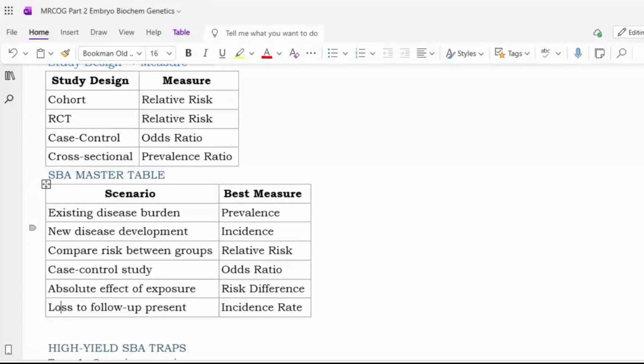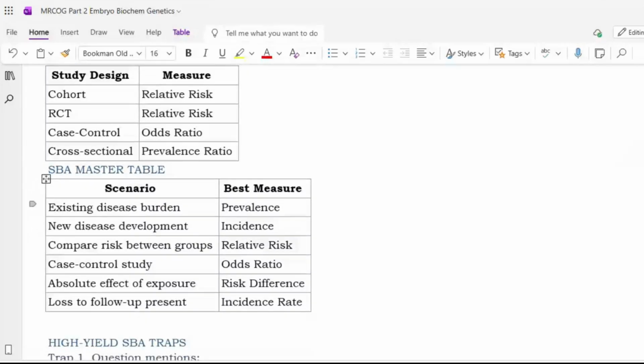From the SBA point of view, you should remember that when a question stem mentions existing disease burden, we are dealing with prevalence. If we are talking about new disease development, we are dealing with incidence. If the risk is compared between the two groups, we are talking about the relative risk.